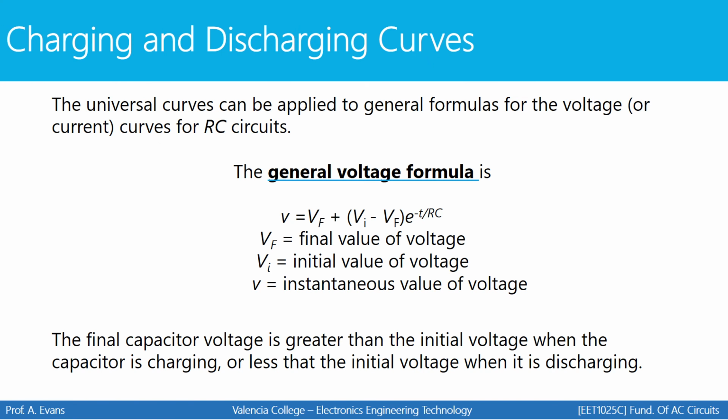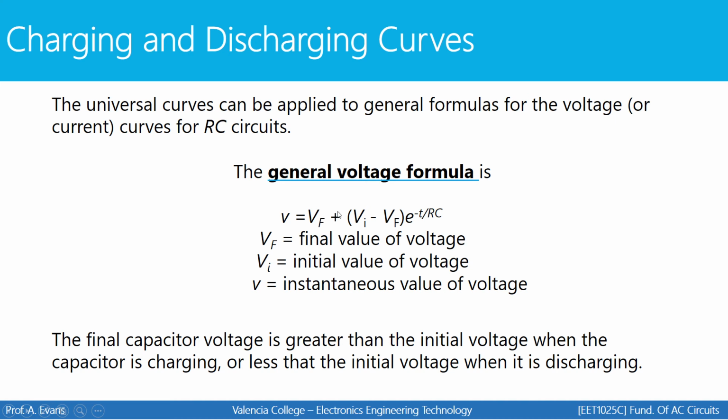So these curves have a formula. We call this the general voltage formula for RC circuits. And this formula here is based on a couple of values. We have V sub F, which is the final value of voltage. What's the maximum level of voltage this capacitor can be charged to? V sub I is your initial value of voltage. How much voltage am I starting out with? And V, this lowercase v, is your instantaneous value of voltage.